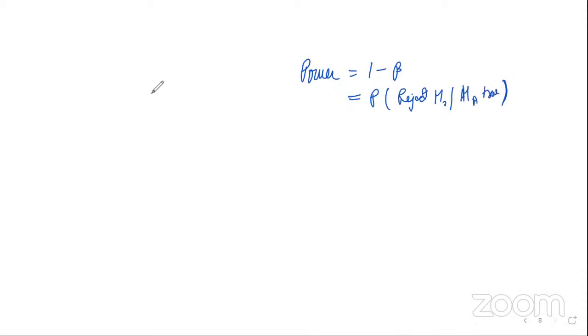So let's say my null hypothesis is mu equal to mu naught, and the alternative hypothesis is mu greater than mu naught. Actually, the alternate was mu not equal to mu naught. Okay, so you want it for mu not equal to mu naught. So now let's say the alternative that I have observed is mu equal to some mu A.